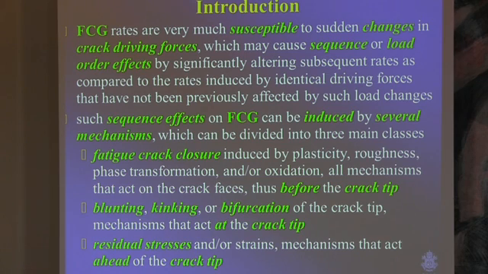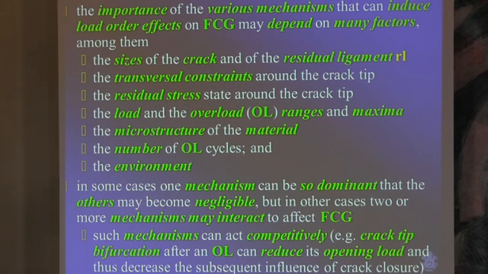Several mechanisms can induce such effects. Fatigue crack closure is one of them. Fatigue crack closure acts behind the crack tip, but blunting, kinking, and bifurcation of the crack tip can delay crack growth as well. Mechanisms that act at the crack tip, and the residual stress and strains ahead of the crack tip, can delay fatigue crack growth as well. And the importance of those mechanisms may depend on many factors. The size of the crack and of the residual ligament.